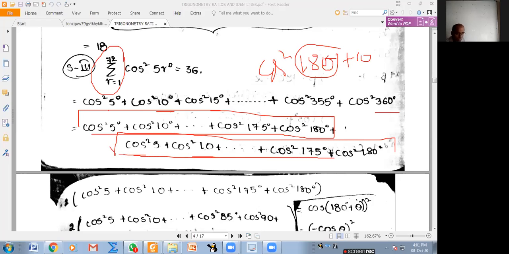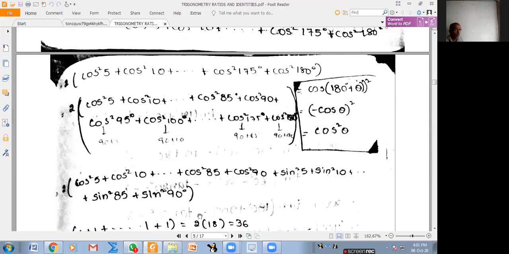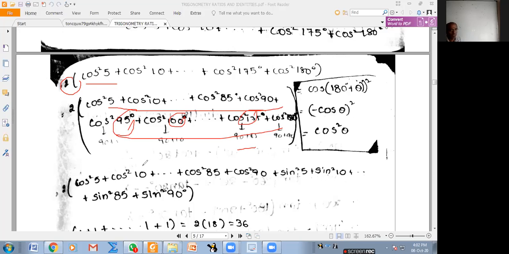So starting from 185 till 360, write every angle as 180 plus 5, 180 plus 10, 180 plus 175, 180 plus 180. They'll become like this. That's how now you'll get the question becomes 2 times cos square 5 up to 180. Now what to do? 5 to 91 group, 95 to 181 group. 95 you can write 90 plus 5, 100 you can write 90 plus 10, 175 you can write 90 plus 85, 180 you can write 90 plus 90.